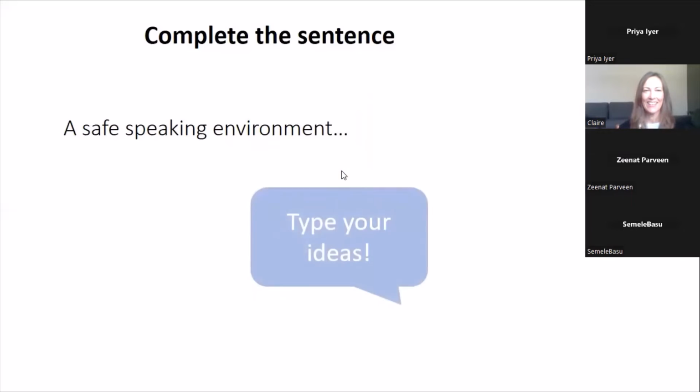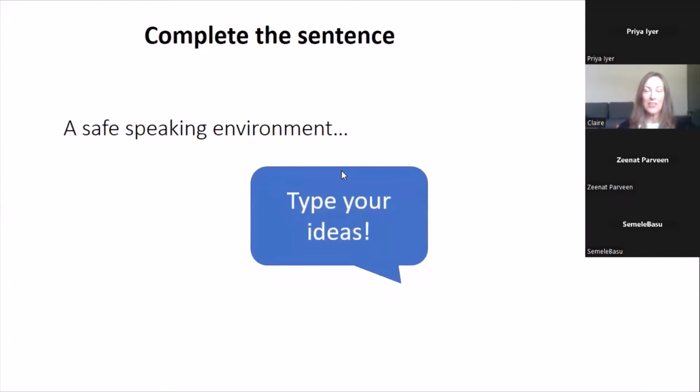So here's the question. In order for our students to be able to speak, the environment in our classroom needs to be safe. A safe environment for speaking. What do you think this is? I'd like you to complete the sentence, please. So you don't need to type the beginning, just the end. So a safe speaking environment, you might write, is encouraging, for example. Or there we go, no judgment, friendly, really nice. You've got the idea. So have a look at the ideas of others in the chat.